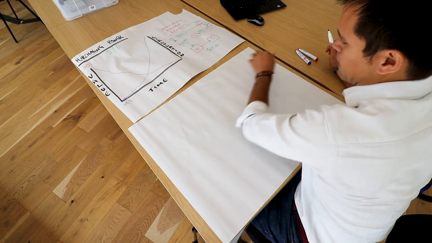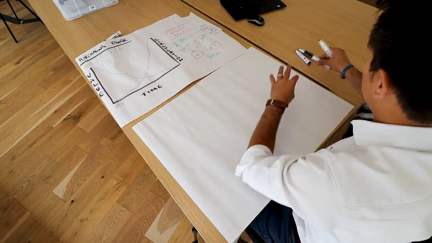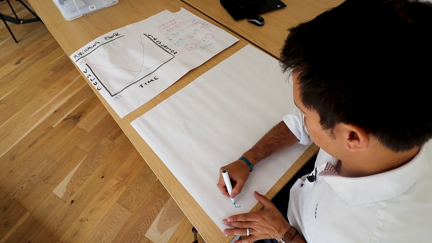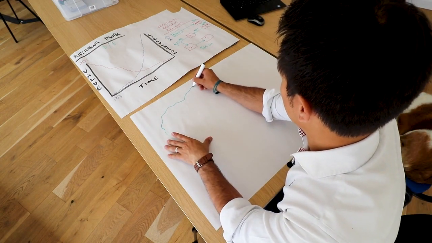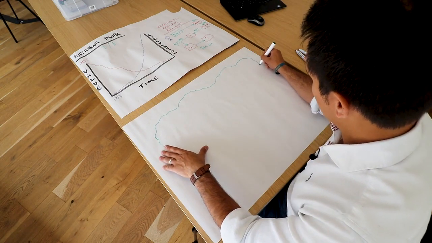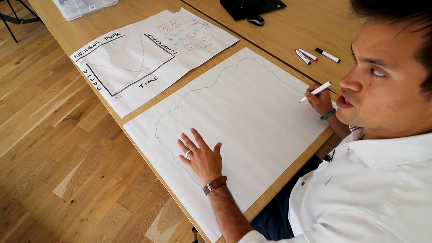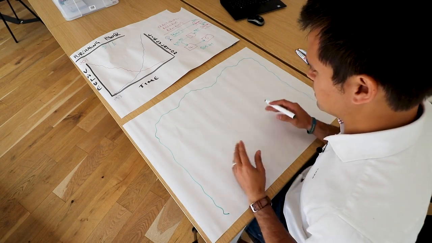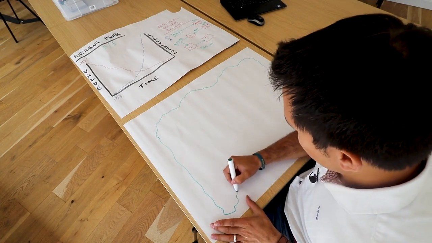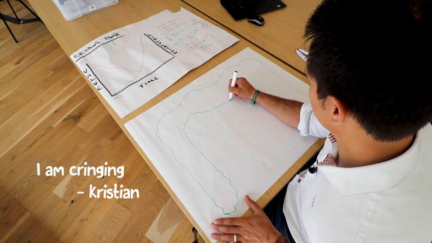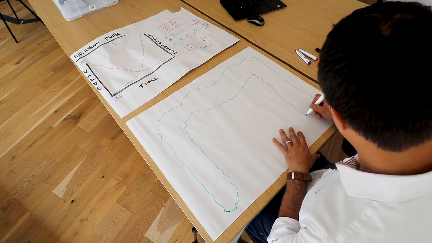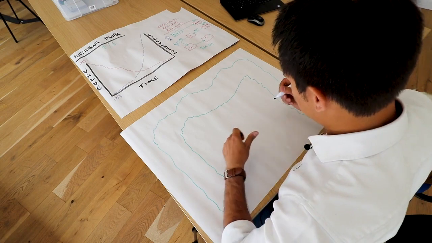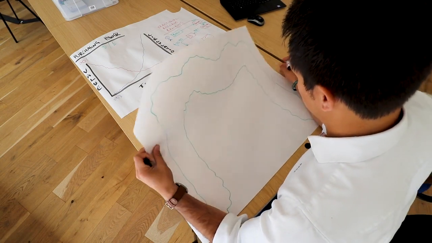Right, I'll need my pens. Where's my black pen? So it's going to look something like this. I'm so sorry, Christian. Christian is the videographer behind the screen, and he is like a master cartoonist, illustrator and stuff. So this is going to be cringing. Right, so that's that. Then yeah, let's come back to this.